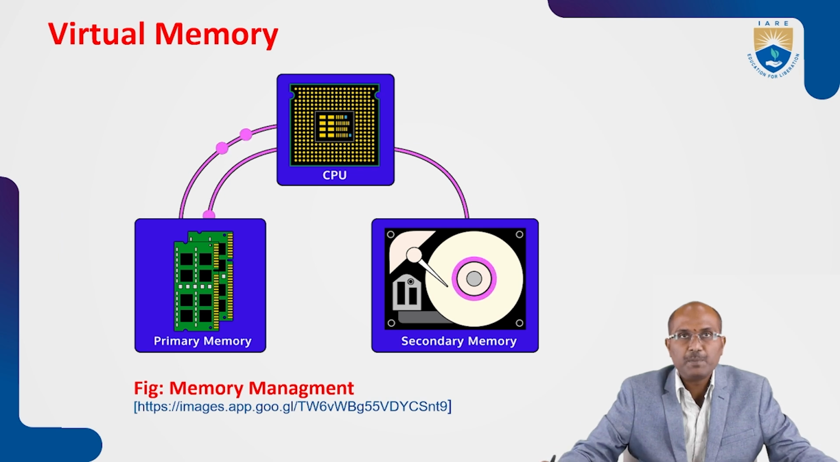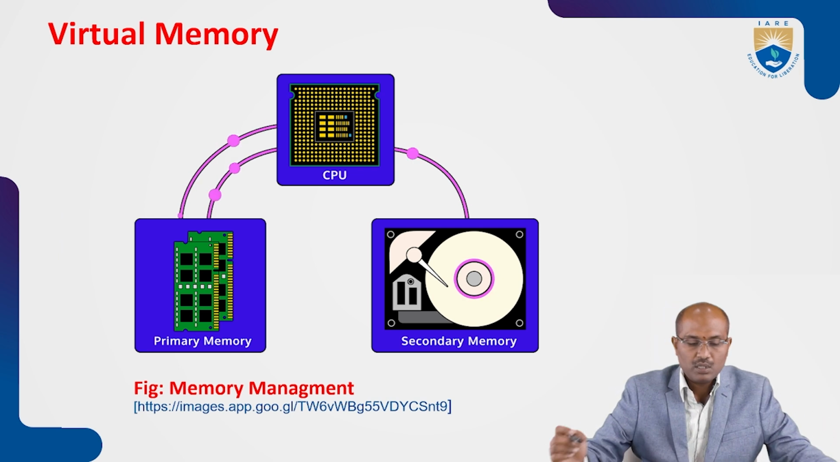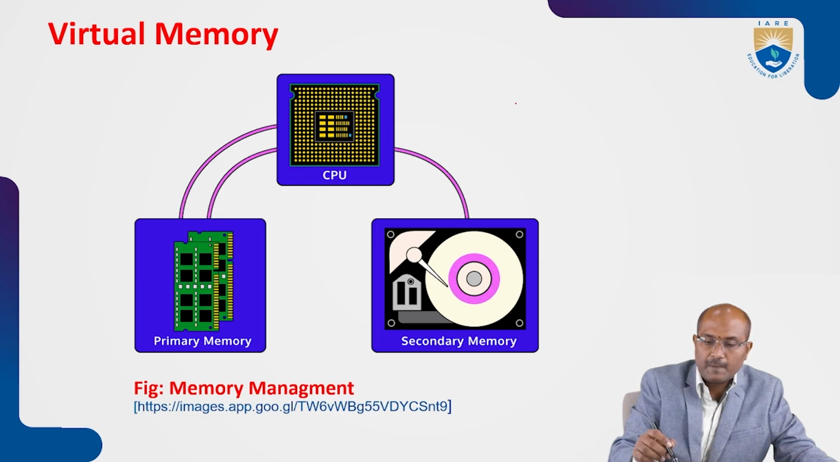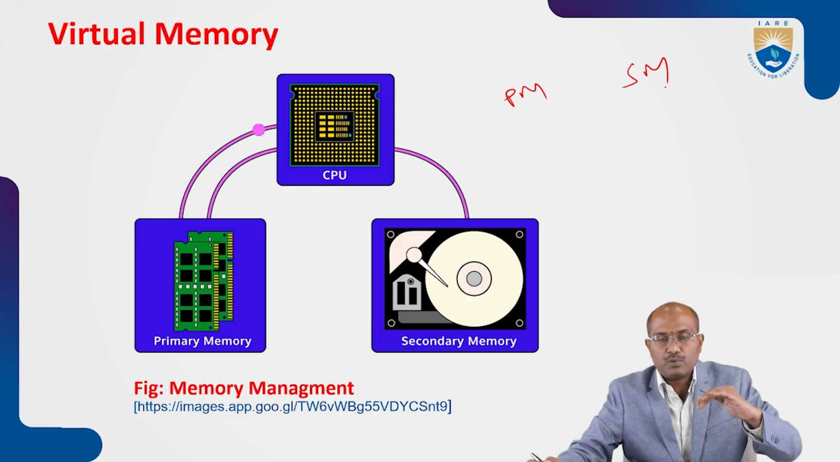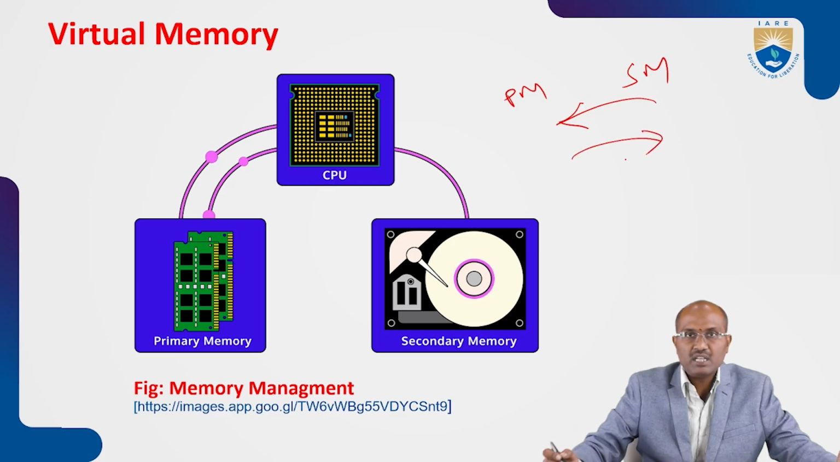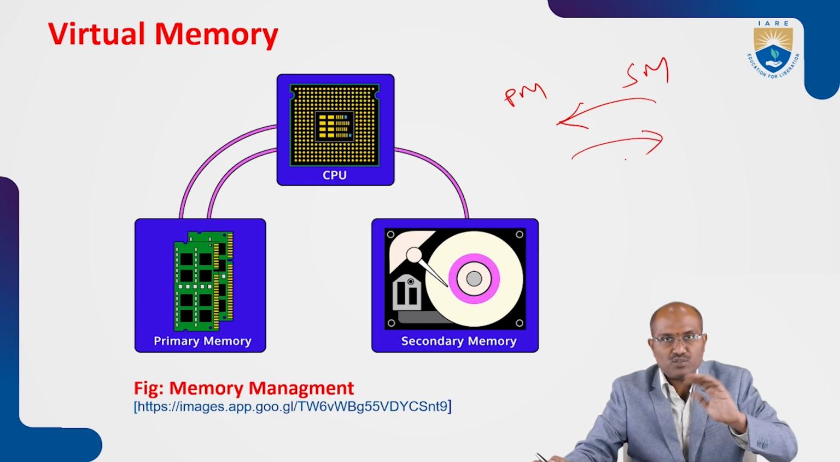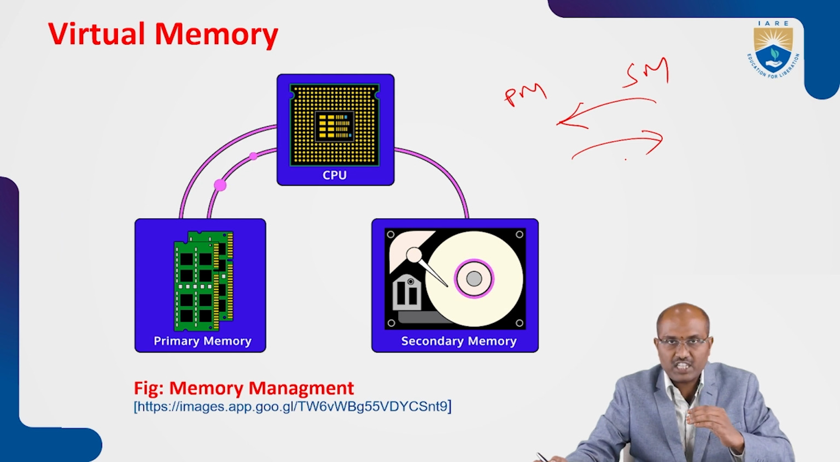Actually, in the CPU, memory is an important and crucial part. The primary memory and secondary memory are both processed with the CPU. Between secondary memory and primary memory, the information keeps on being transferred. This is performed through demand paging, which is coming in my next slide. I am explaining demand paging in detail.